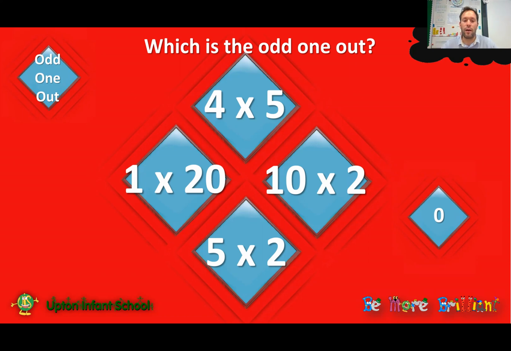What about that bottom one? 5 times 2. 2, 4, 6, 8, 10. 5 twos is 10, or 2 fives are 10. 5 and 5 is 10. So that one is the odd one out. Well done if you spotted it. Let's go on to another one.